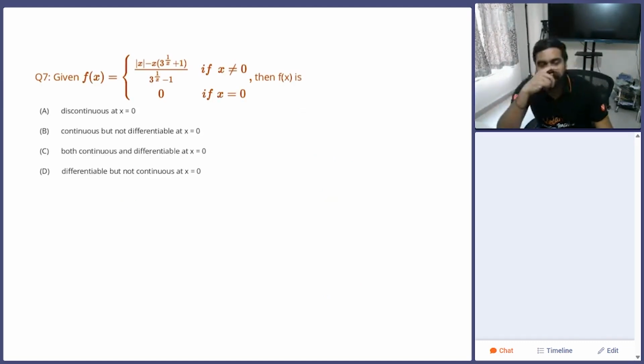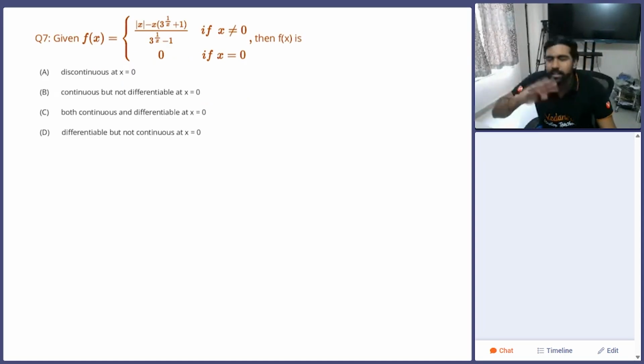All right. What do we have here? You have been given a function. It's a mod x function, so first things first, we should always break it about the mod: what is the value when x is less than 0, what is the value when x is greater than 0. So let's define this function.